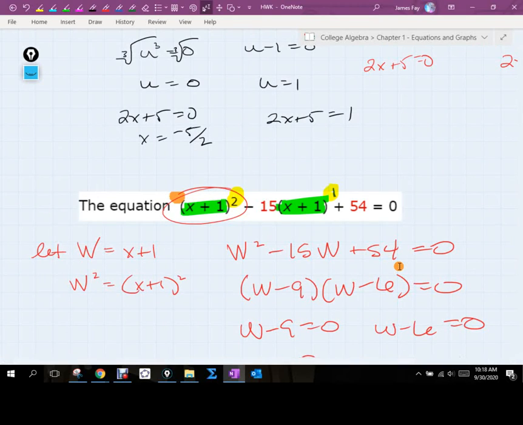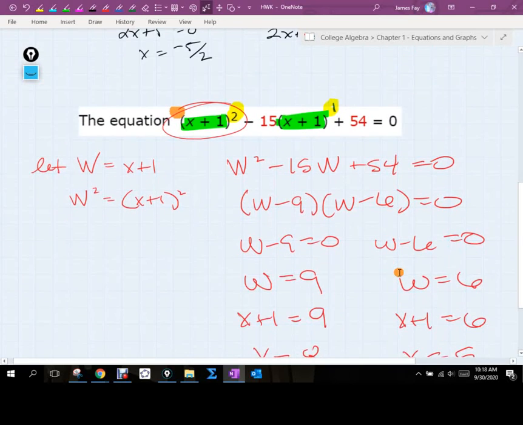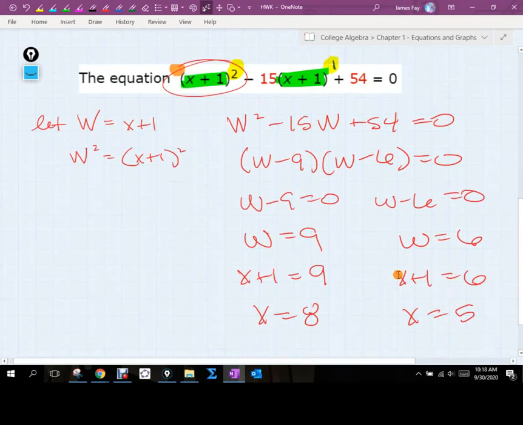Say it again. Yes. In this situation, you don't need to because we didn't square anything.